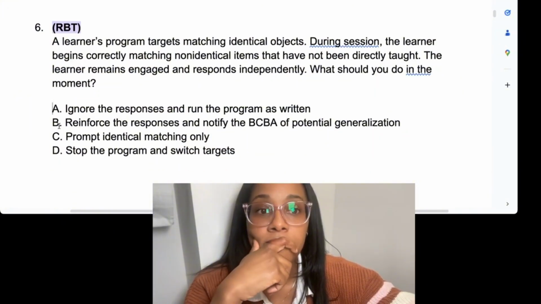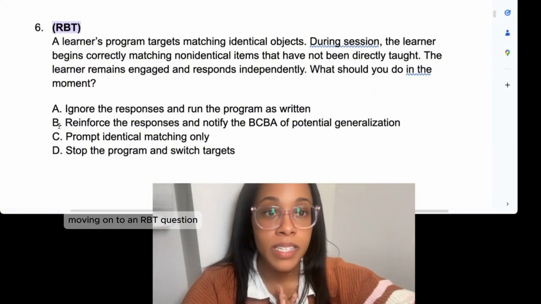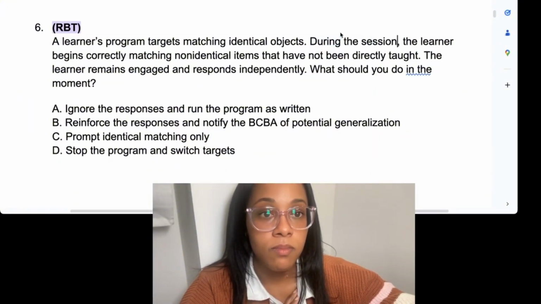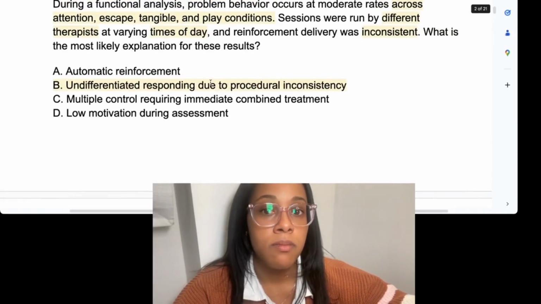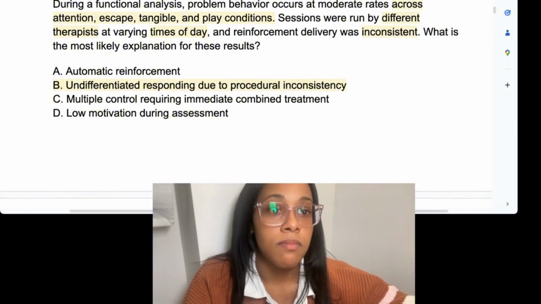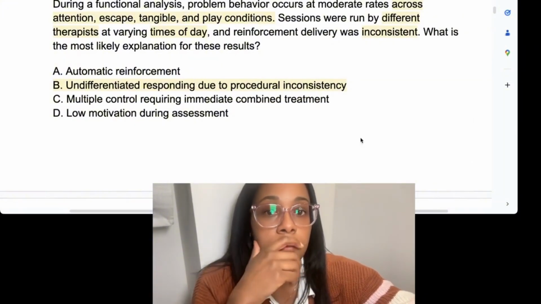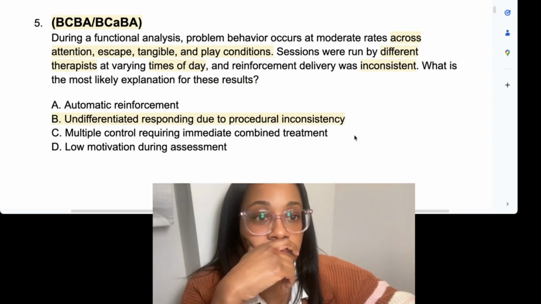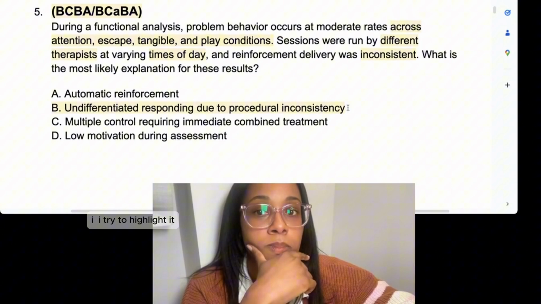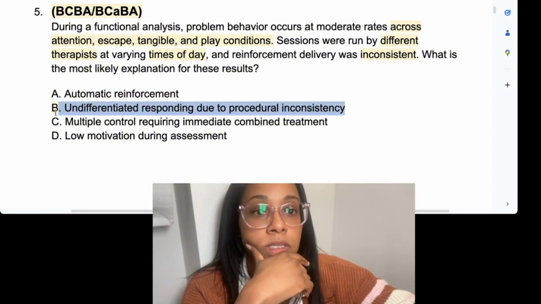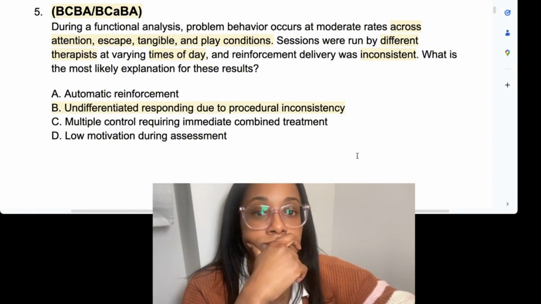All right. Moving on to an RBT question. A learner's program targets matching. It was B. My bad if I didn't make that clear. I try to highlight it.